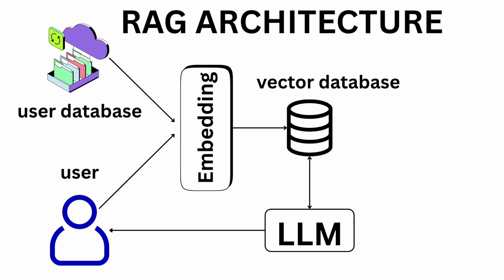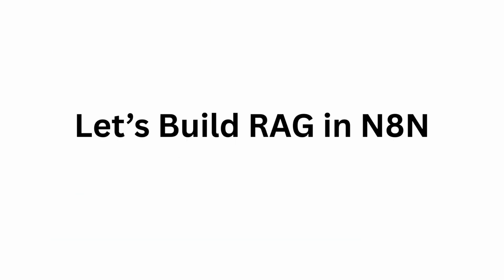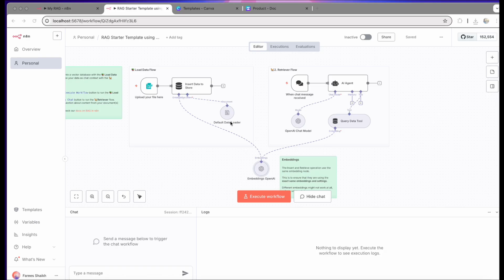The function of the vector database is to store as well as retrieve the information based on relevance. And finally, the function of the LLM is to generate a response from the vector database and provide it to the user. So now let's dive into building a simple RAG system using n8n workflows.